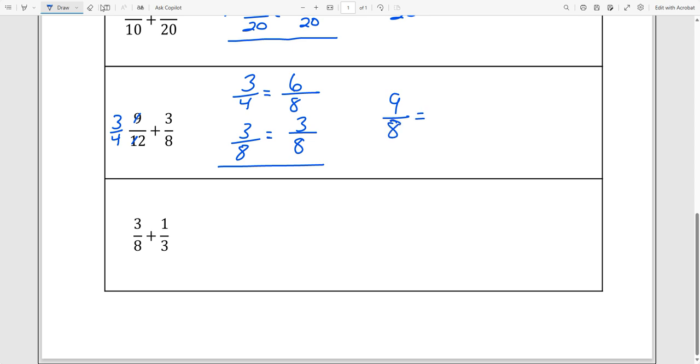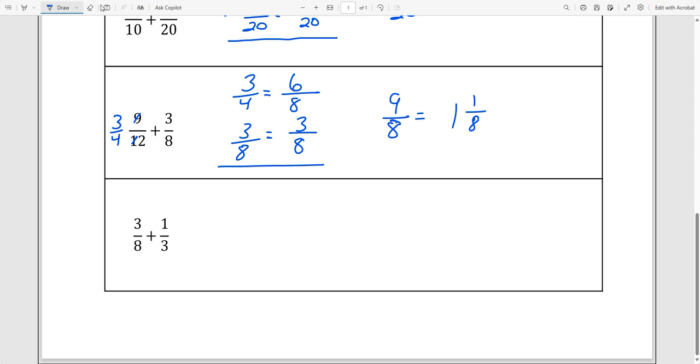You can rewind the video back to see that. And then we can reduce this if your teacher wants you to reduce it further by converting it to a mixed number. 8 divides into 9 1 time, with 1 left over. And so that's 1/8. So we have 1 and 1/8.